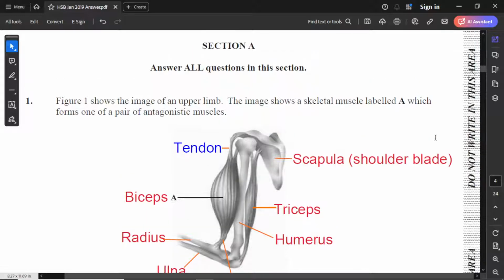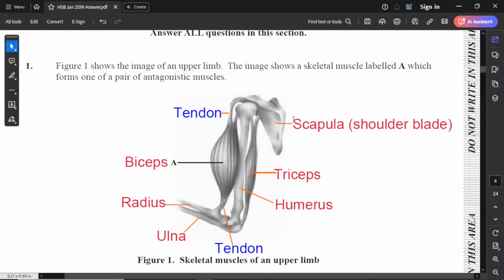In section A, you should answer all the questions. The statement here is that figure 1 shows the image of an upper limb. The image shows a skeletal muscle labeled A, which forms one of a pair of antagonistic muscles. And I try to label everything as possible right here.